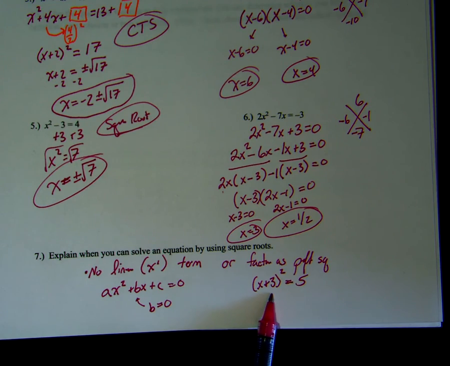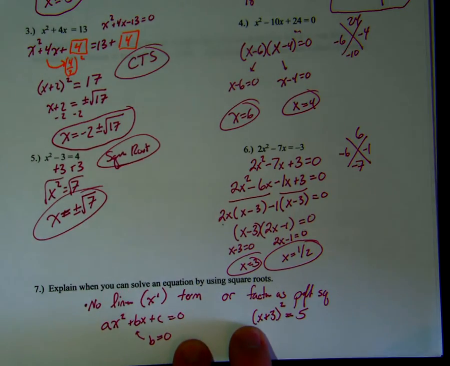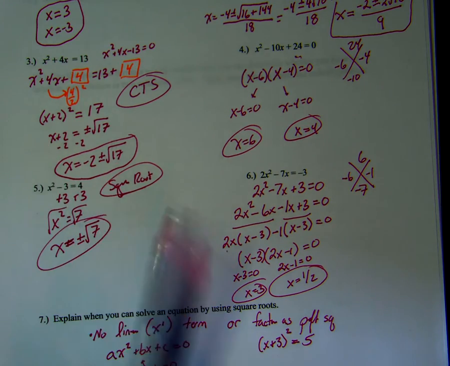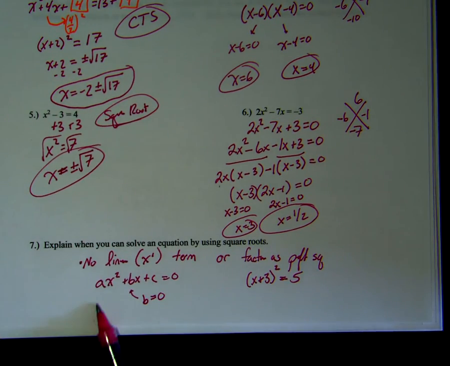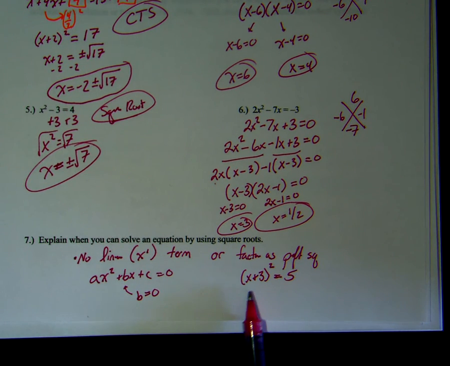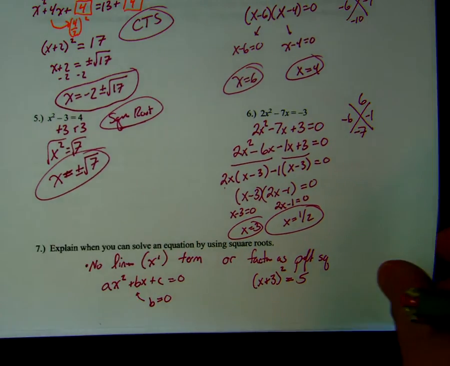This is like the middle step from completing the square, right? So once you end up with something like this, you solve that by square rooting both sides. So either you just have a normal, boring x squared, there's no x's at all, or it's already kind of factored, so you can take the square root there. So it has to be one of those cases.